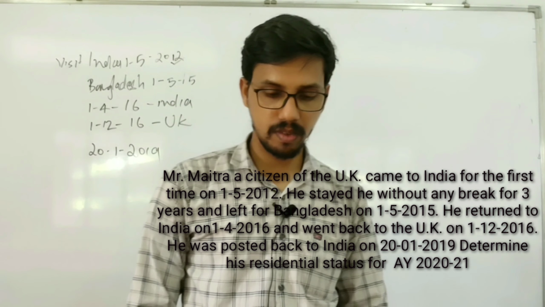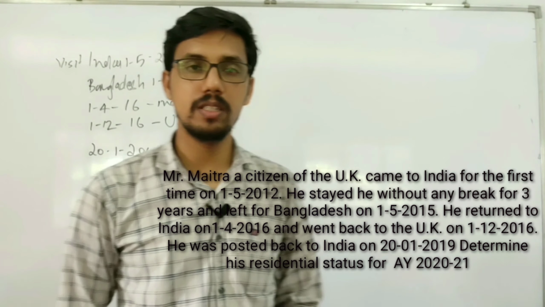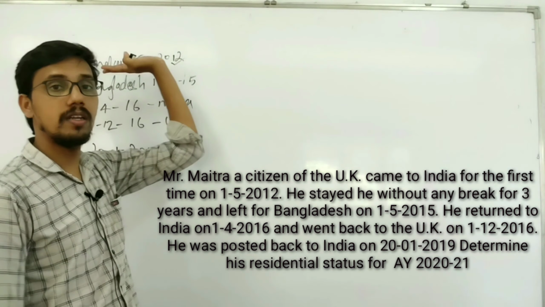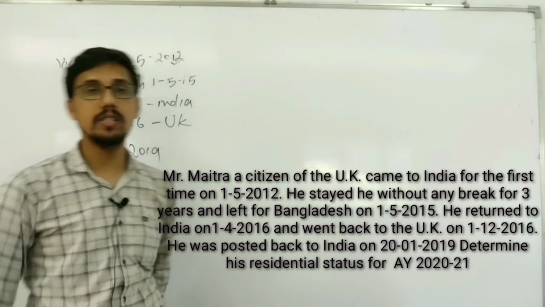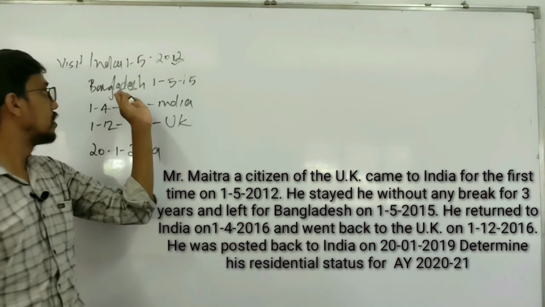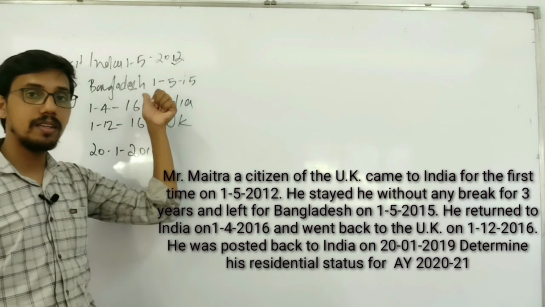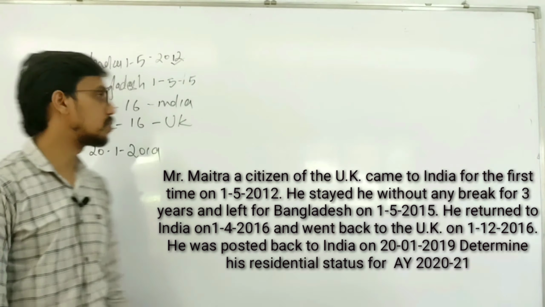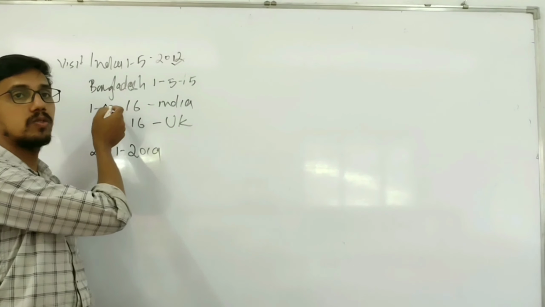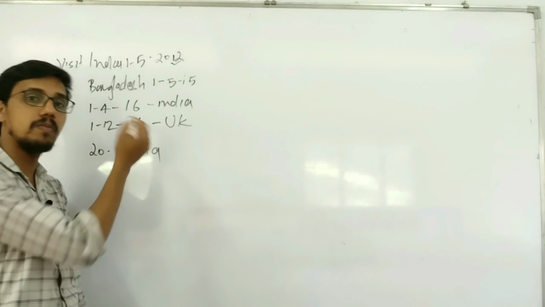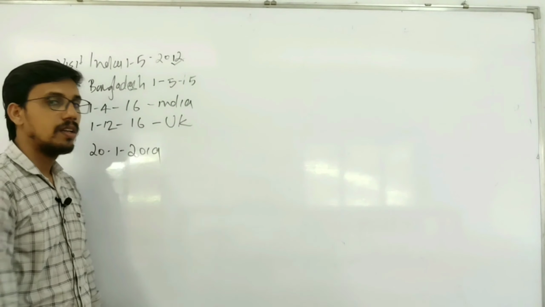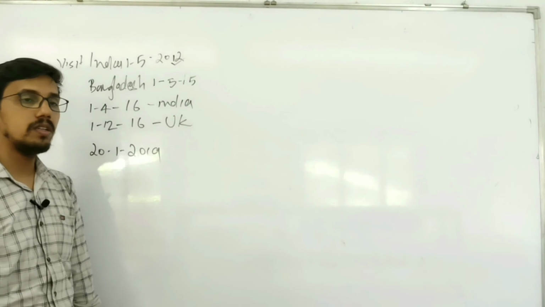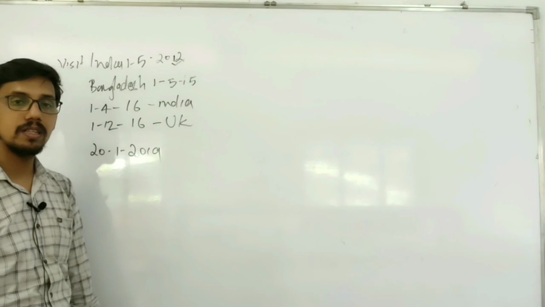That is our previous year, 2019-20, assessment year 2021. So let me sum up the question again. He visited for the first time on 1st May 2012 and he went to Bangladesh after staying 3 years continuously here, on 1st May 2015. Again he comes back to India on 1st April 2016. The same year he went to UK and returned to India on 20th January 2019. Determine his residency status.